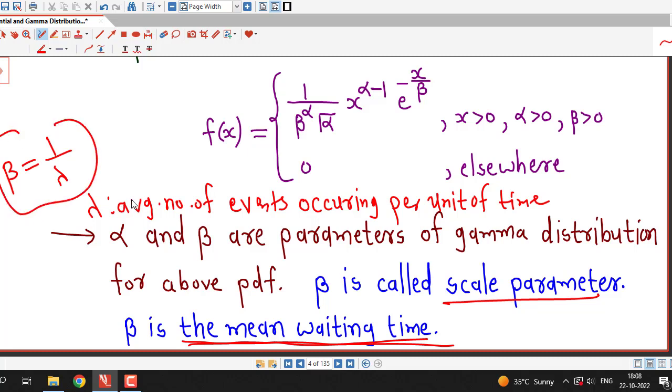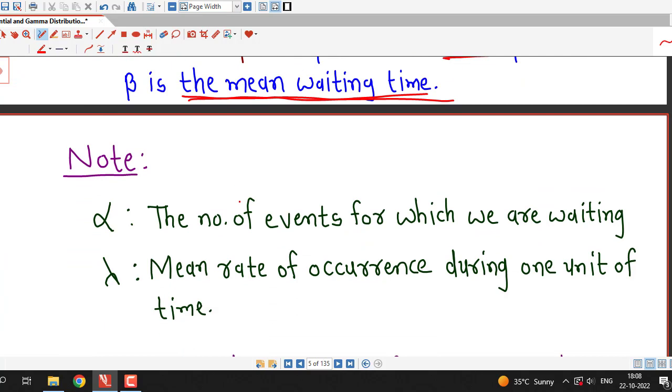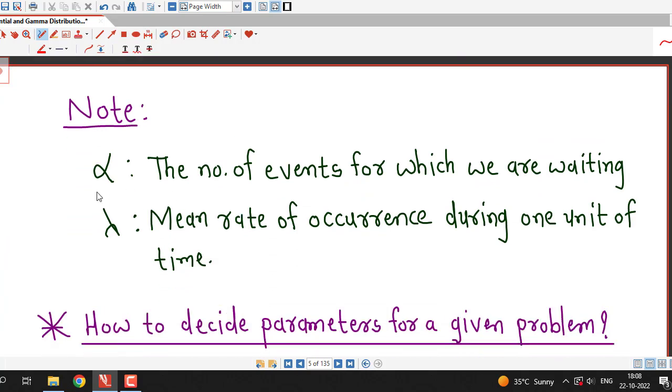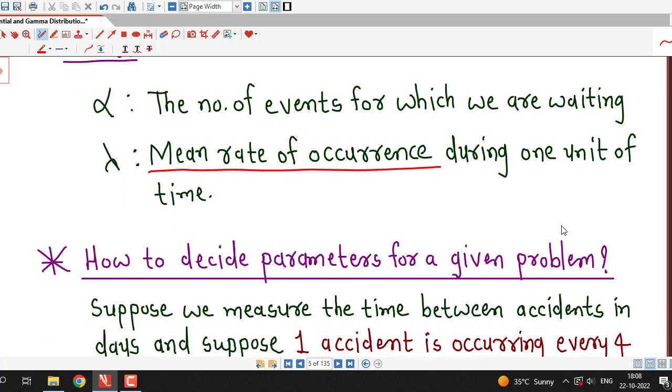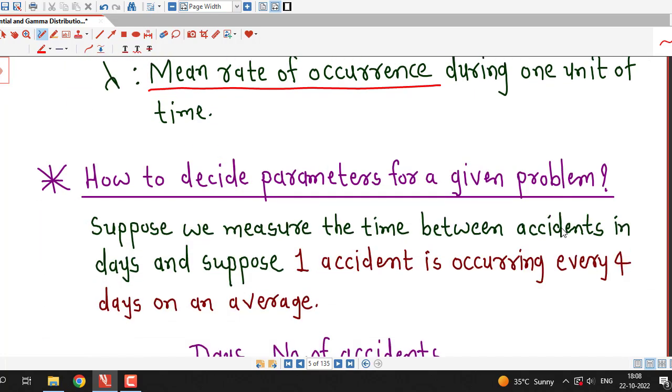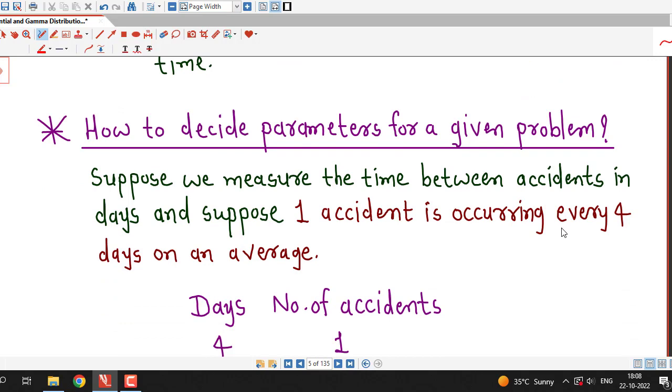So if your question is giving you the average number of events occurring per unit of time, then you have to consider beta equal to 1 over that number, whatever number is given. So be careful whenever we are using alpha and lambda. Alpha is the number of events for which we are waiting. Lambda is the mean rate of occurrence during 1 unit of time. And again we can discuss how to decide parameters for a given problem. For that we use this example.